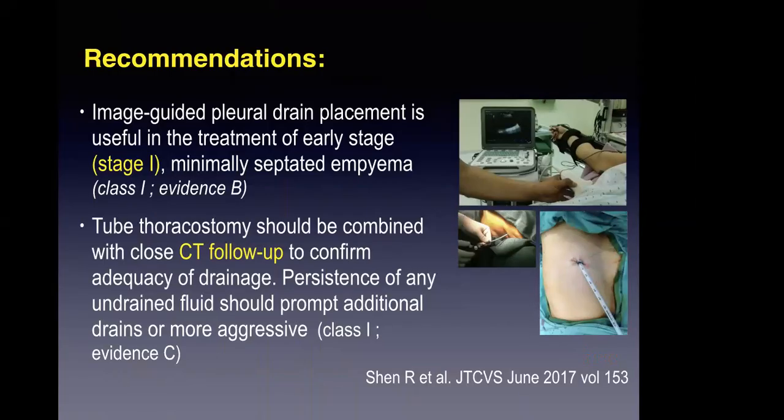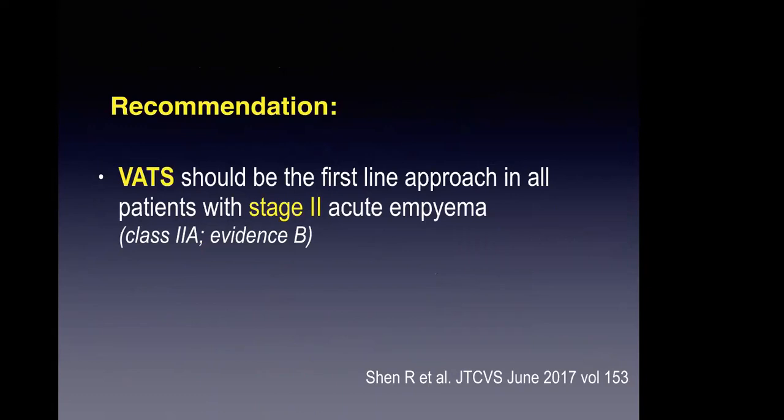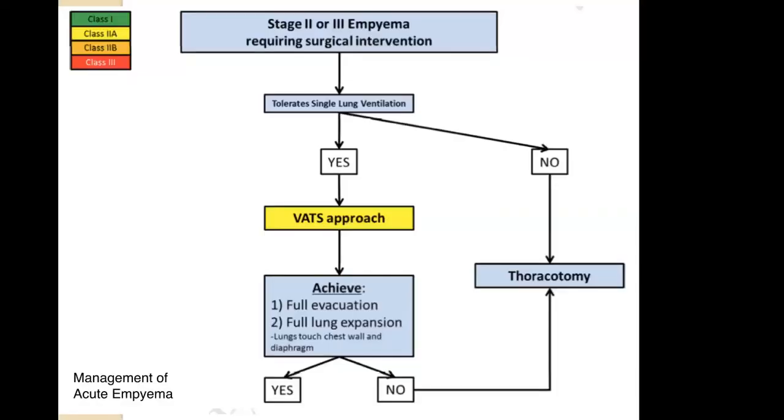So the recommendation for empyema thoracis for stage one is image-guided pleural drain placement. It's useful in the early treatment. This should be combined with CT follow-up after putting in a drain to confirm the adequacy of drainage. And if there's any persistence of fluid, then more aggressive management. VATS should be the first line of approach in all patients with stage 2 acute empyema. So this is basically the recommendation based on the AATS for stage 2 or 3 empyema requiring surgical intervention: VATS to achieve full expansion of the lung and full evacuation.